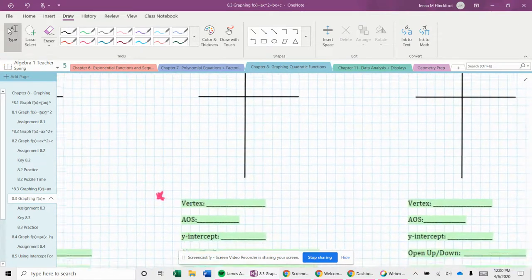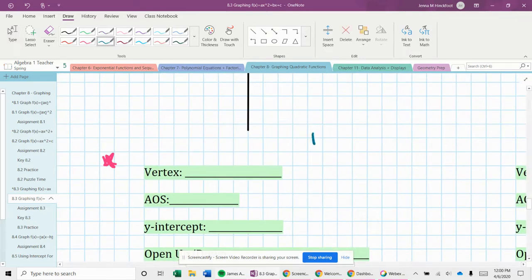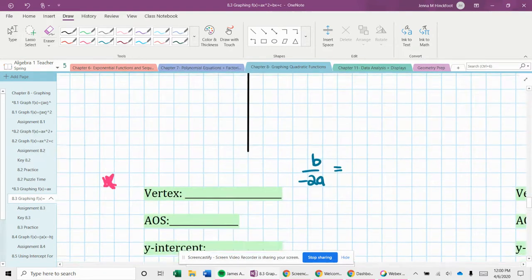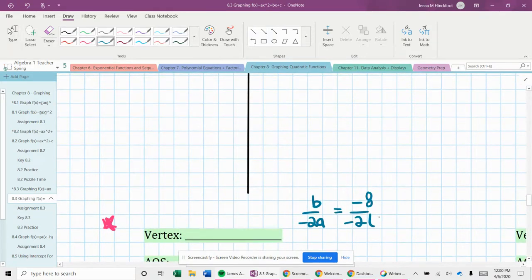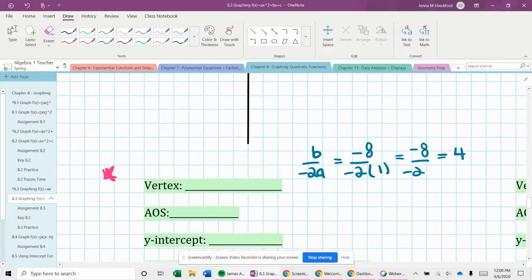Okay. So your vertex, we're going to start with that and your AOS. So your x of your vertex would be b over negative 2a. Okay, so our ax squared plus c. So our b is negative 8. So negative 8 over negative 2 times our a of 1. So negative 8 divided by negative 2 times 1 is negative 2. 8 divided by negative 2 would be 4. So now that's our AOS. So x equals 4. And also the x of the vertex.